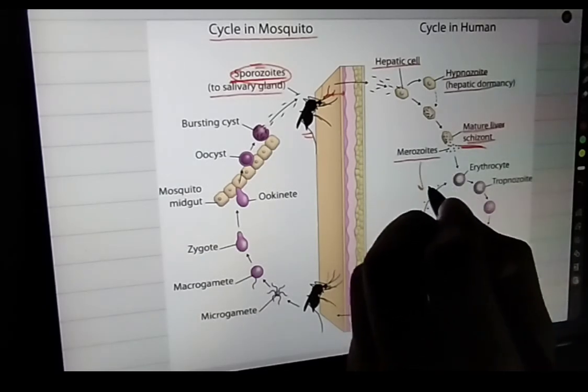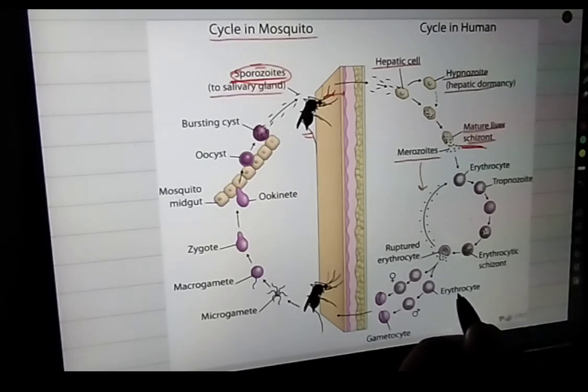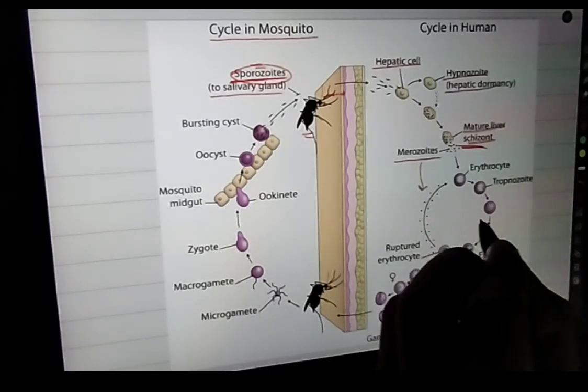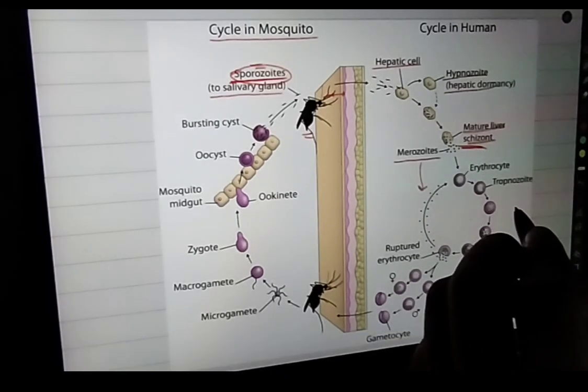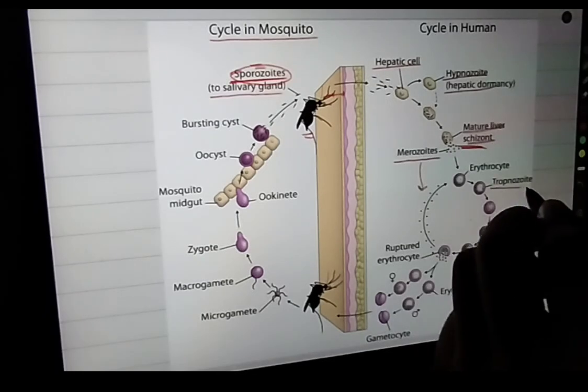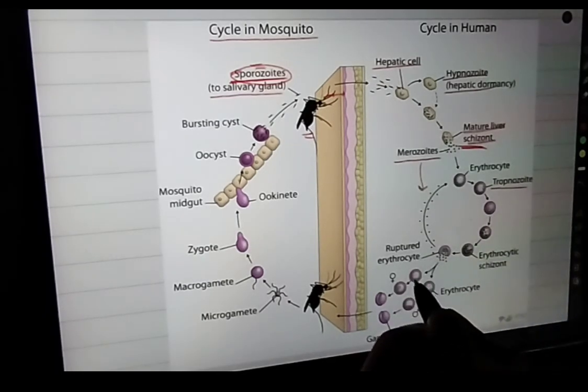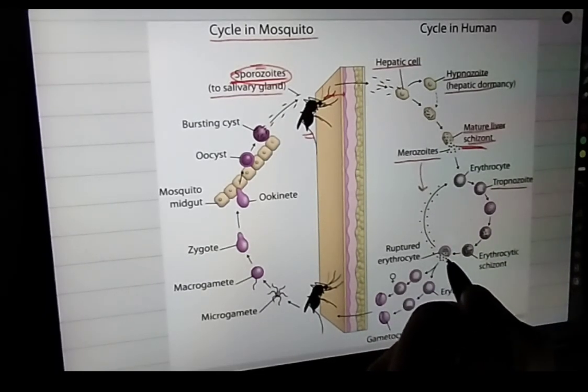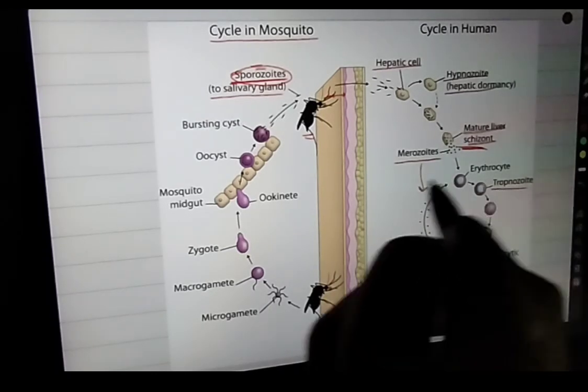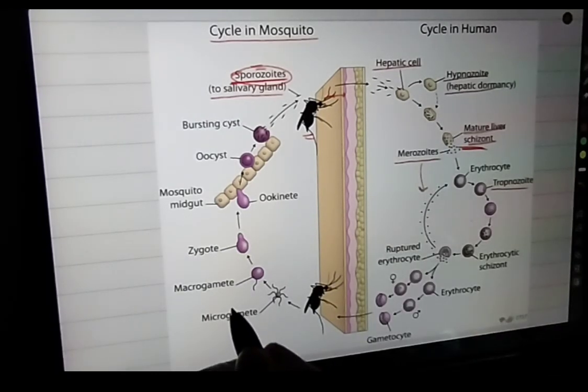Merozoites reach the circulation and cause infection of the RBCs. They infect RBCs and undergo development inside the RBC, forming late trophozoites and late merozoites. After rupture of the RBCs, these merozoites are released along with a chemical called hemozoin, which is responsible for the fever and chills, the symptoms of malaria.